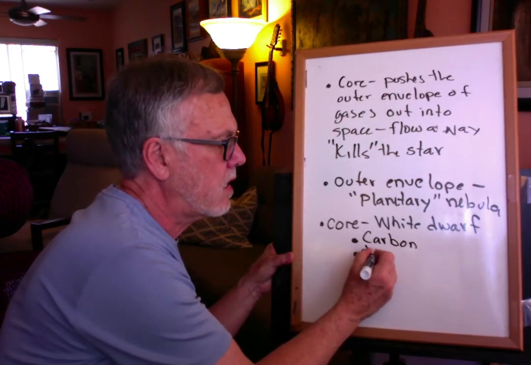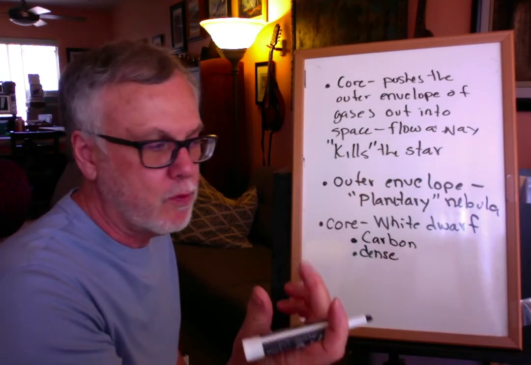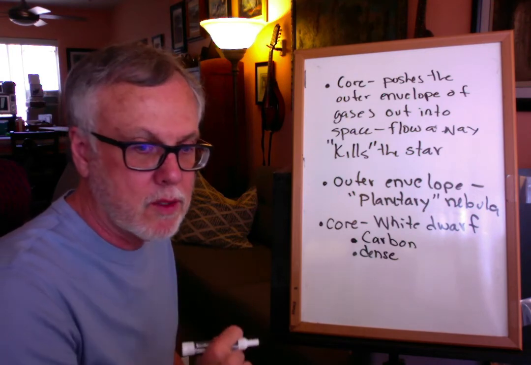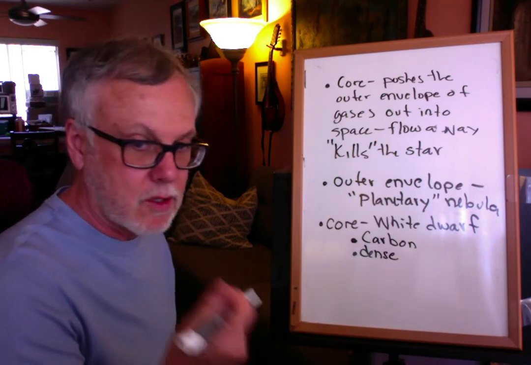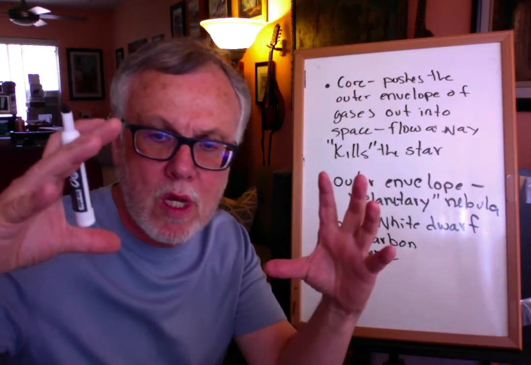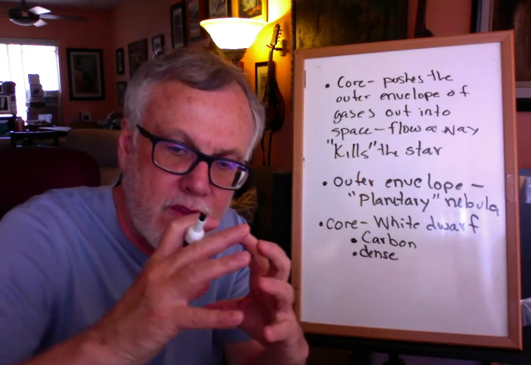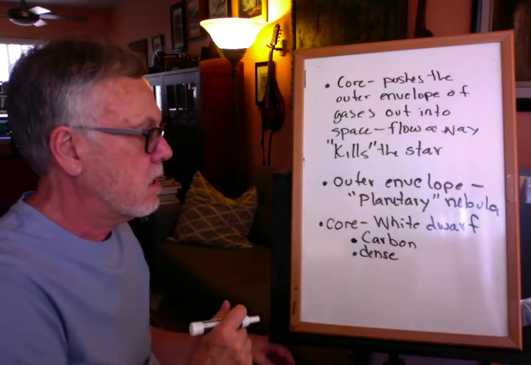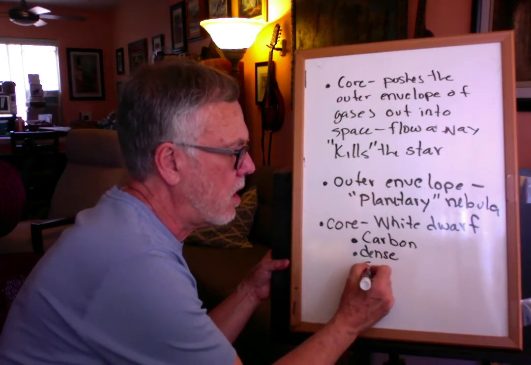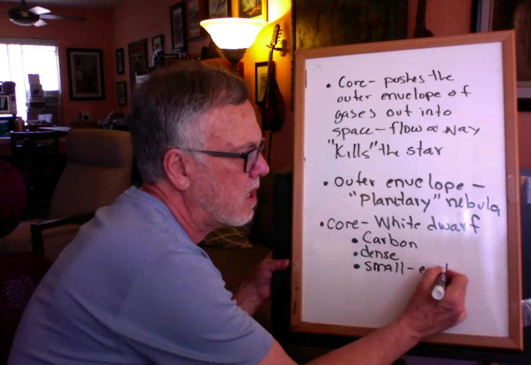It's very dense. A sugar cube size of material would be tons. So very, very dense. I wouldn't want to put that on you. And the reason why is as that core collapsed down, it gets denser and denser and denser. Kind of shoved everything together, compacted it. It's small, about Earth size.